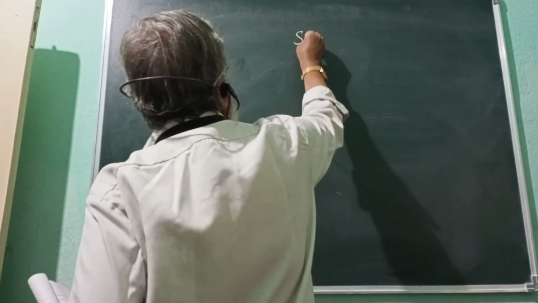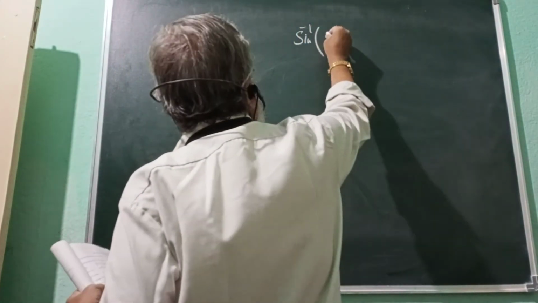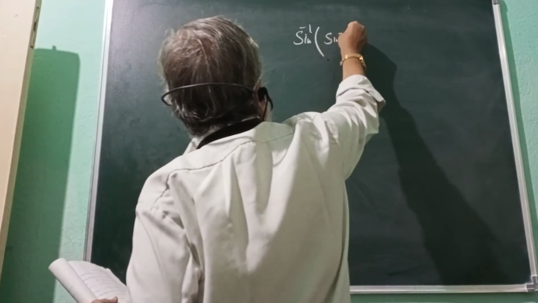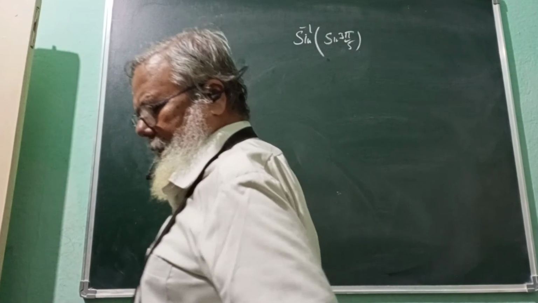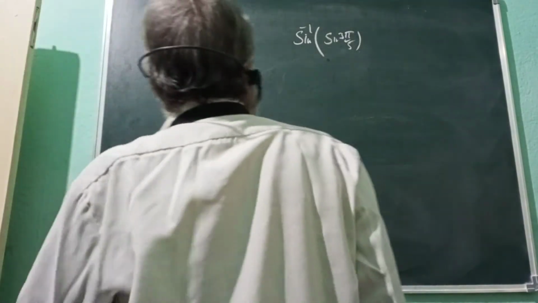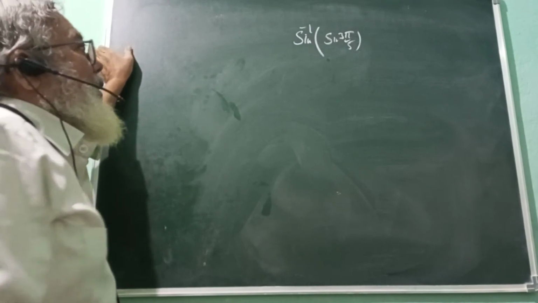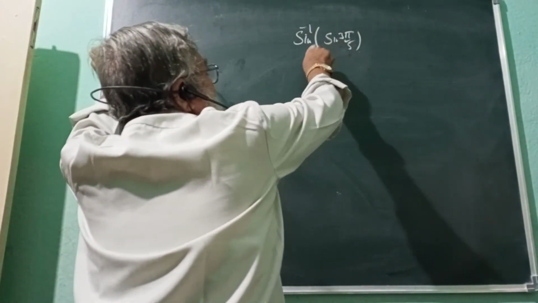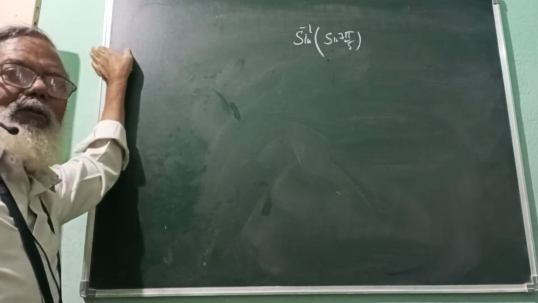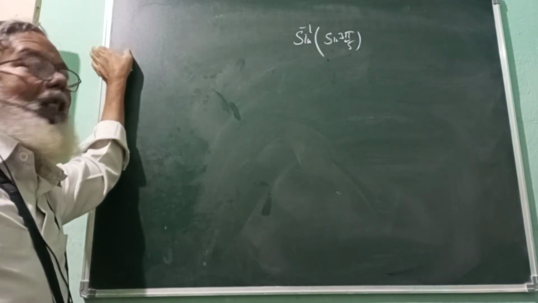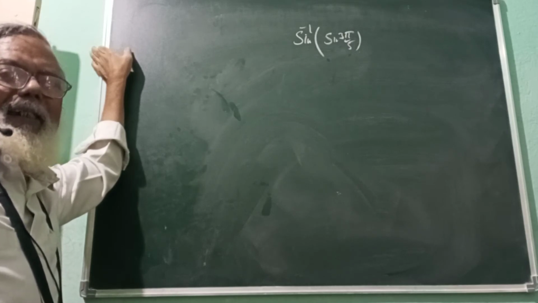Sin inverse of sin of 3 pi by 5. Now you see here, normally what we do is, when it is in the range, directly we cancel it. But here 3 pi by 5 does not belong to the closed interval minus pi by 2 to plus pi by 2. It is beyond the range. Therefore, directly we cannot cancel.